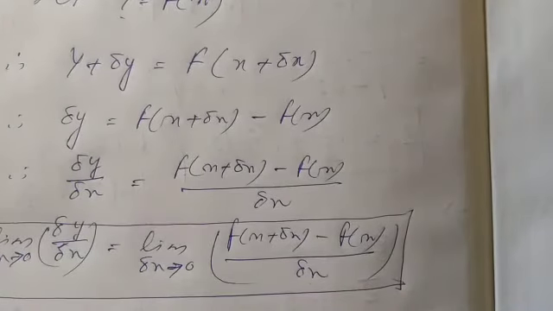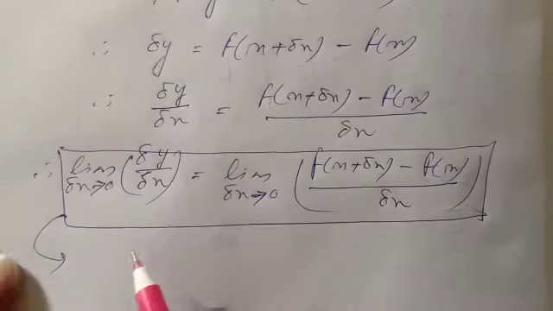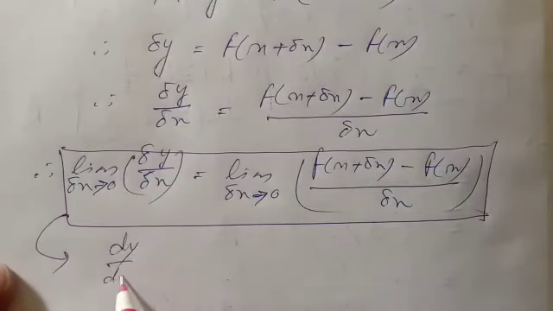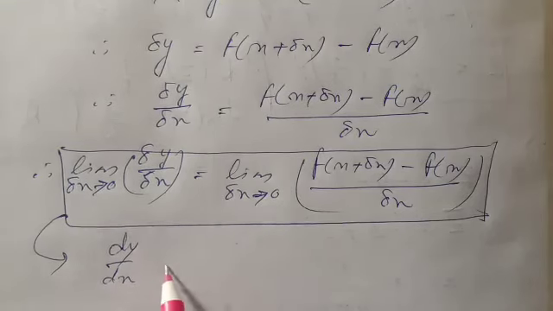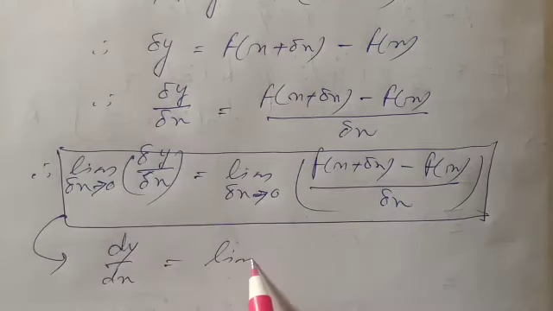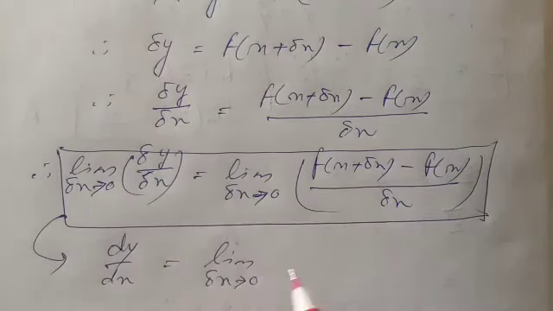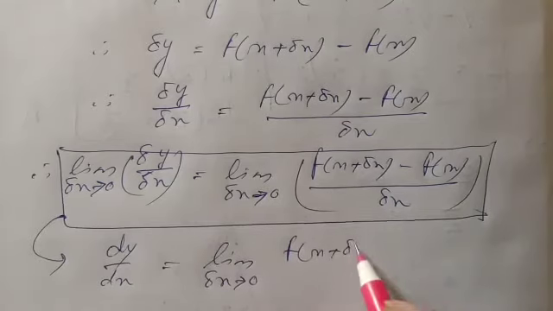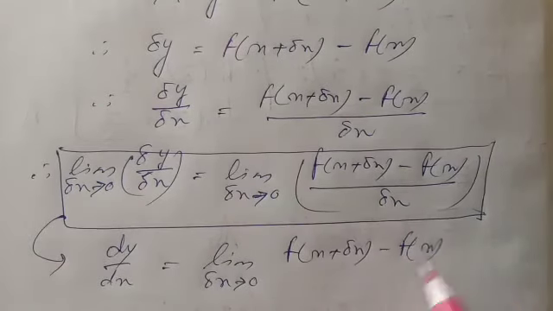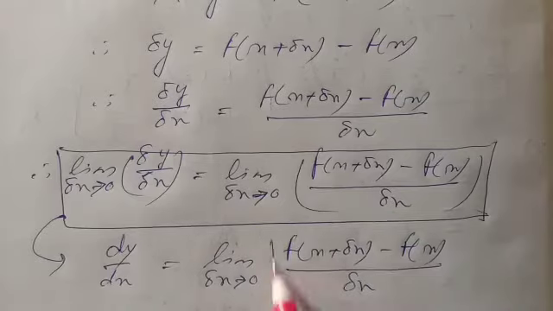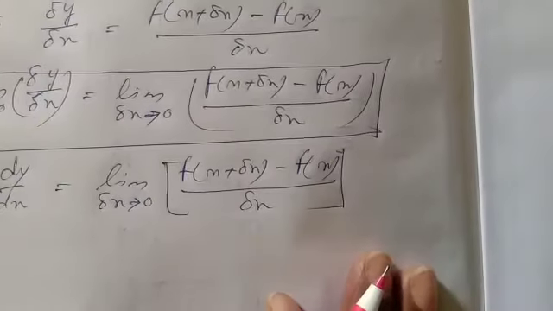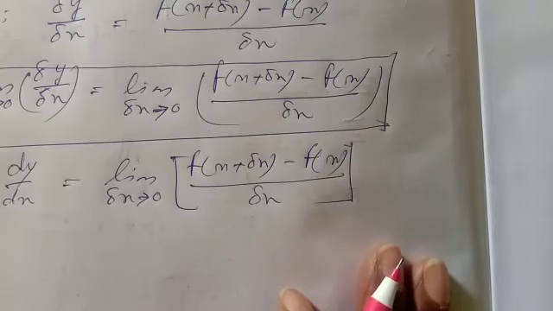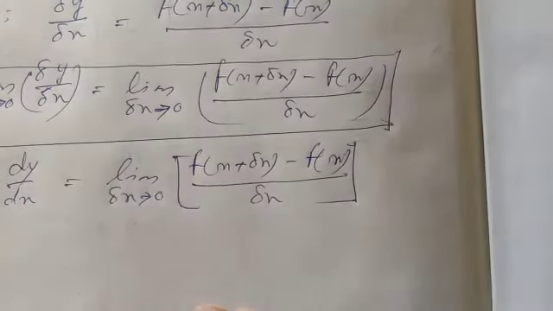And this part is denoted by dy by dx, the derivative of y with respect to x, which is equal to the limit as delta x tends to 0 of f of x plus delta x minus f of x by delta x. You have to memorize this formula. To find the derivative of any function with respect to x by first principle, you have to apply this formula.